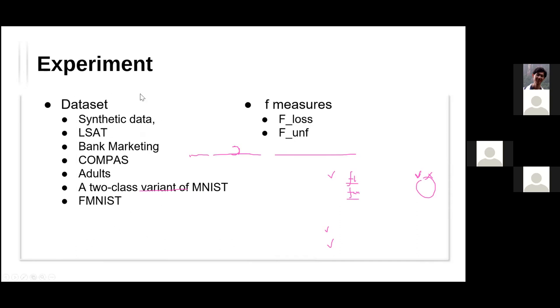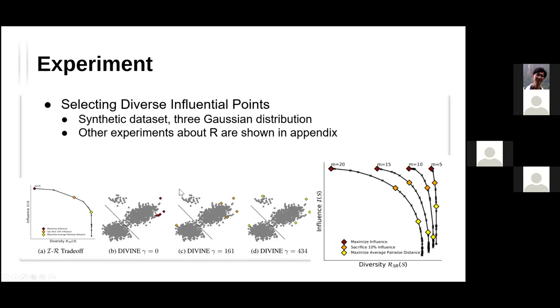Okay. So they apply their approach on those data sets and the F measurement to be F loss and F unfairness. So first, we have already seen this example before. They just show that by using different gamma, there's a trade-off between importance score and diversity score. Here the F measurement is F loss. So in this slide, they only show the effect of gamma. If gamma equals zero, then it returns to the problem of only selecting the most important samples. But if you increase gamma, then the diversity score of selected points would increase.